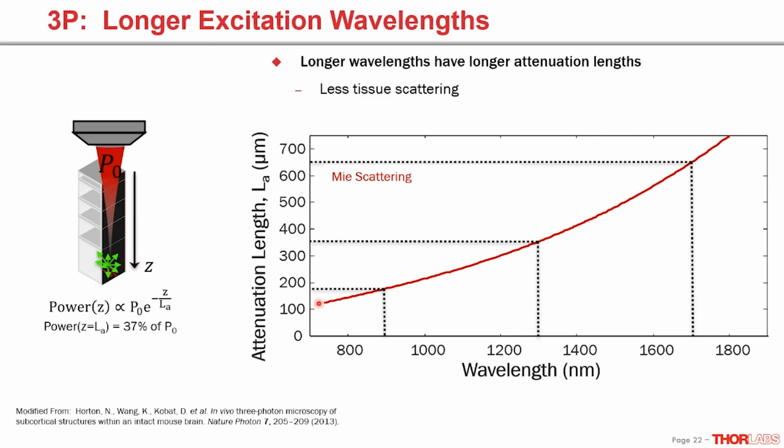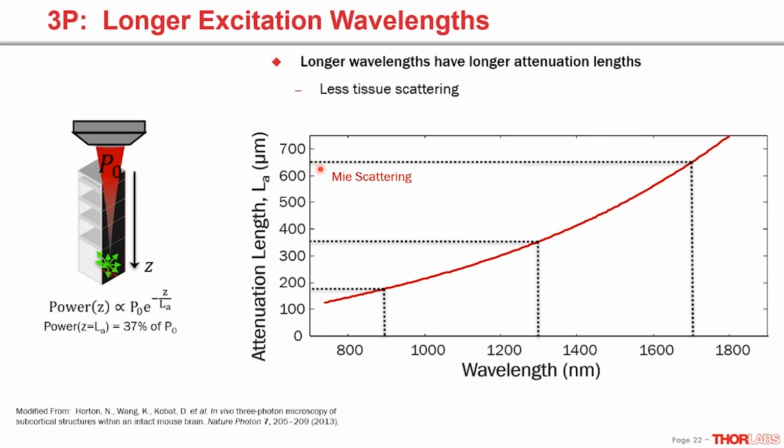Plotted here on the right is attenuation length as a function of wavelength. If we look at a typical 2-photon wavelength, 920, we can see that attenuation length is around 175 microns. As we go farther to the IR, 1300 nanometers, attenuation length increases all the way up to 350. If we go even farther to 1700, that attenuation length can be pushed all the way up to 650. But this isn't the only mechanism that can attenuate photons.